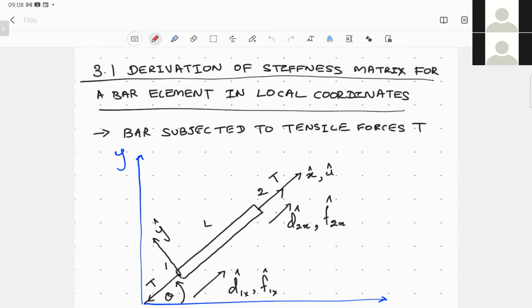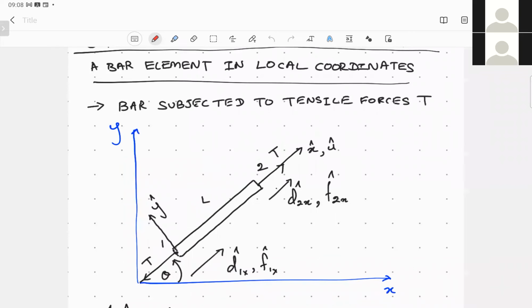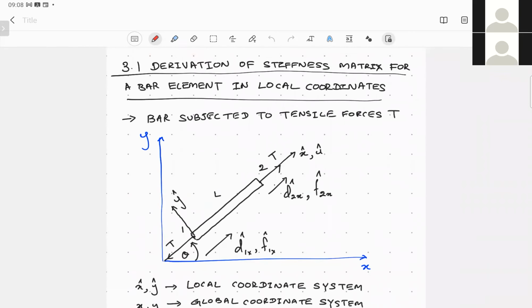whenever you are deriving, irrespective of the element that you are considering. So let's consider now the derivation of a stiffness matrix for a bar element. First, let's focus using a local coordinate system. So first, what is a bar, or what is a plane truss? We call it a linear elastic bar or a plane truss.